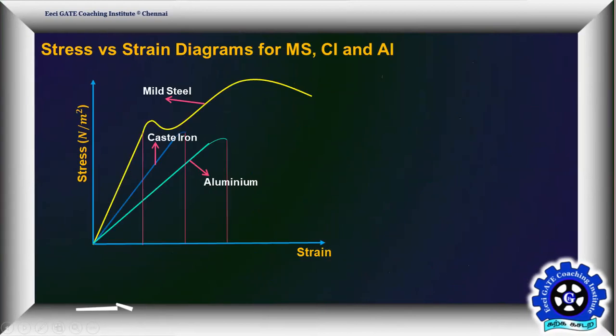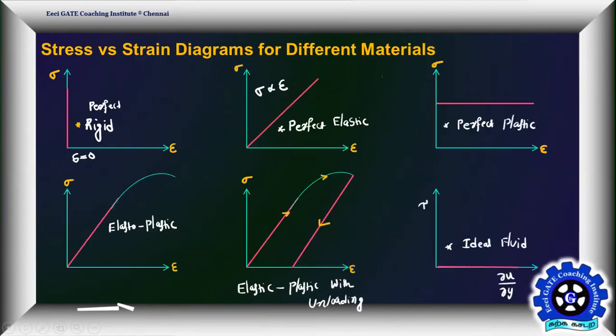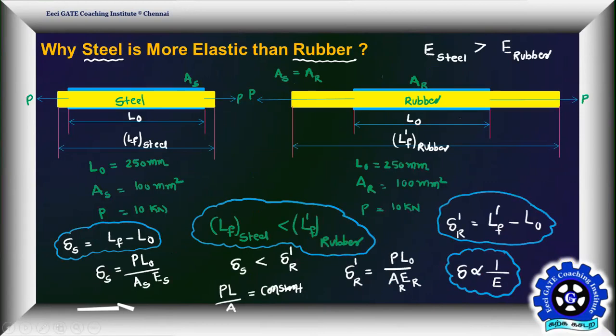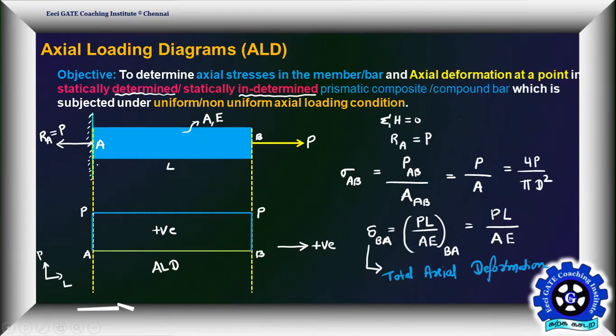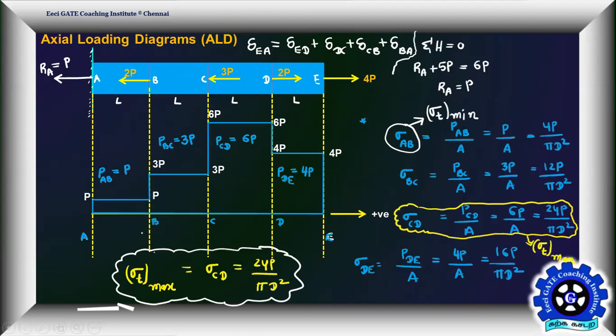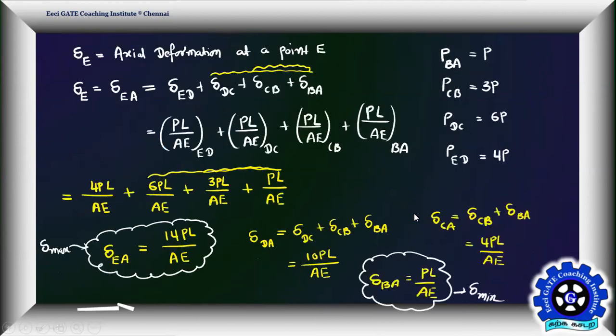After that, you have drawn some materials. Okay, stress versus strain diagram. Then why steel is more elastic than rubber. Axial loading diagram, this particular chapter is started. Then we discussed the objective. After that, we drew the axial loading diagram. Here also you have drawn the axial loading diagram. Then you calculated corresponding stresses and axial deformations.